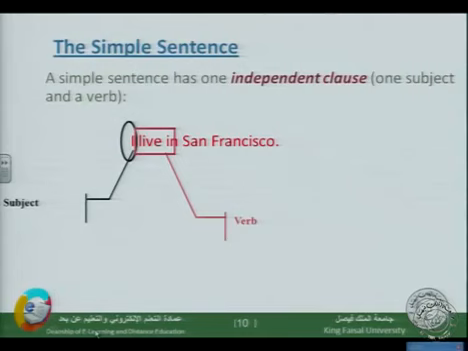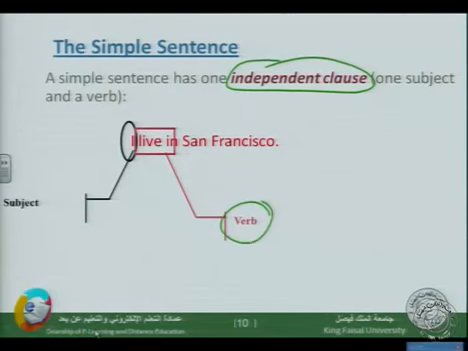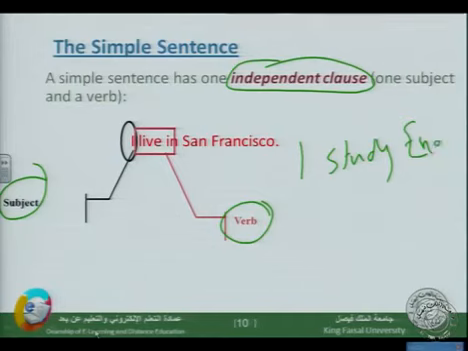First of all, a simple sentence like this: I live in Francisco. A simple sentence has one independent clause. Now do you know what an independent clause means? An independent clause means one subject, one verb. I live in Francisco: here is one verb and here is one subject in the sentence. This is what we call a simple sentence. For example, I study English. Also a simple sentence. Okay, I live in one place. This is also a simple sentence.